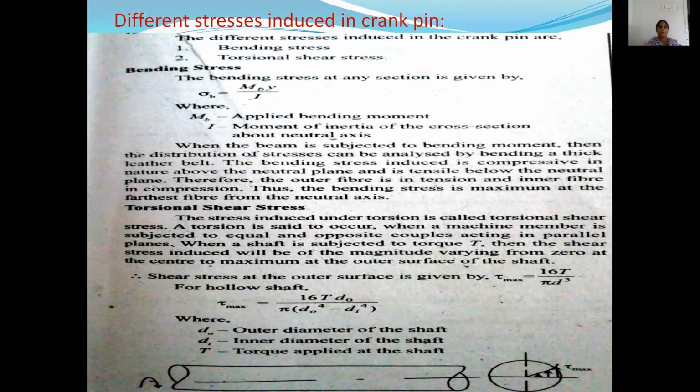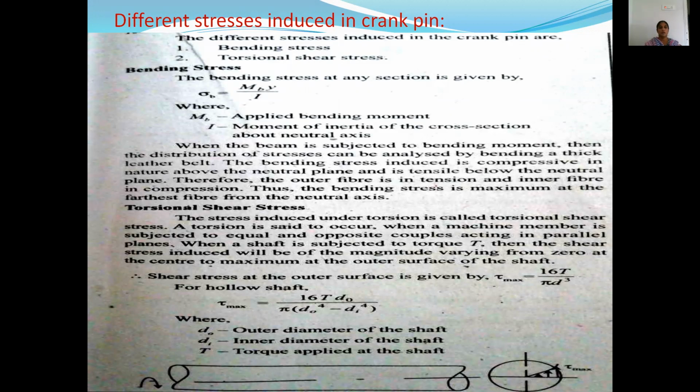Bending stress is nothing but sigma is equal to M by Z. Then the bending stress at any section is given as sigma b is equal to Mb into y by I, where Mb is the applied bending moment and I is the moment of inertia of the cross section about the neutral axis. When the beam is subjected to a bending moment, the distribution of stresses can be analyzed. Therefore, the outer fiber is in tension and the inner fiber is in compression. Thus, the bending stress is maximum at the farthest fiber from the neutral axis.